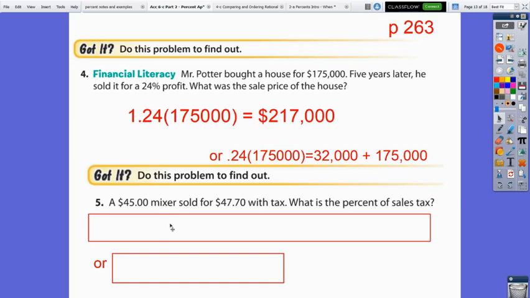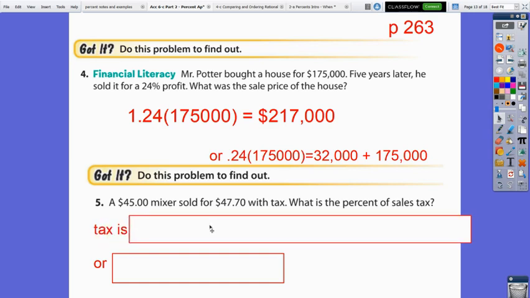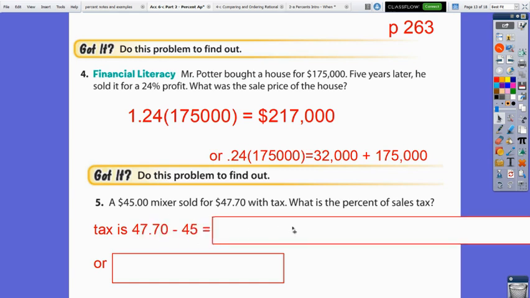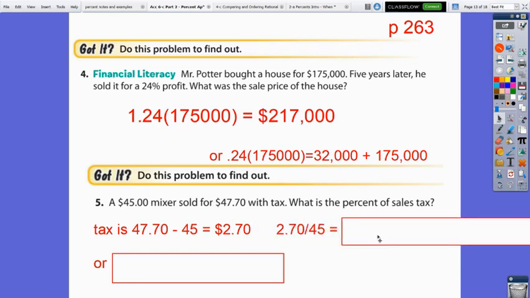Two methods again to do this. My method typically is to find what the tax is, even though it might take a little bit longer. So $47.70 minus 45, I could do that in my head at least. $2.70 was the sales tax. So what percent is that of $45?